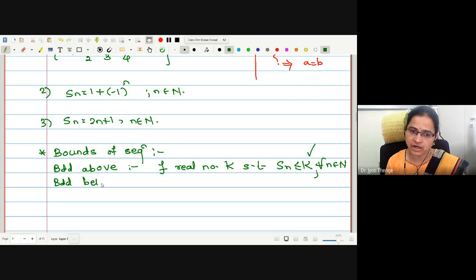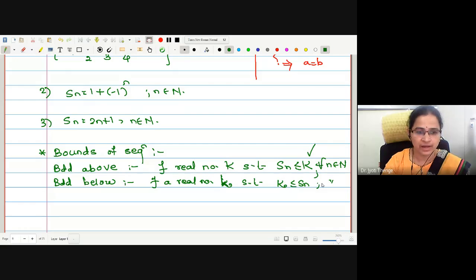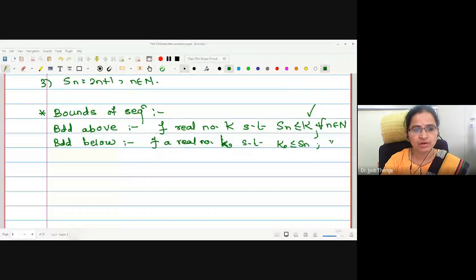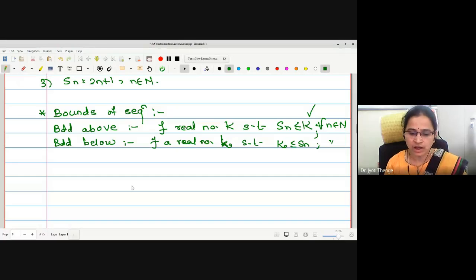Similarly, one can write bounded below. There exists a real number, say small k, such that small k is less than or equal to Sn for all n in N. And whenever both the bounds, lower bound and upper bound, exist, the sequence is said to be a bounded sequence.